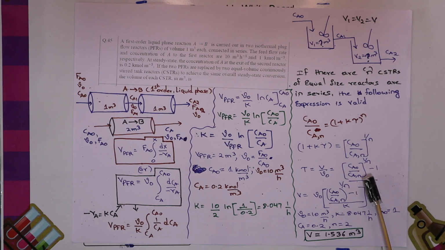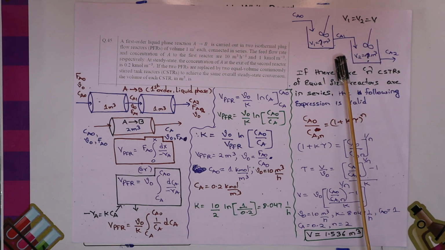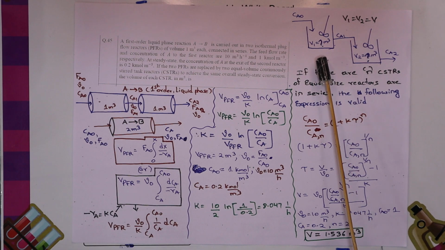Here n equal to 2. I know Ca0, I know Ca, I know K from the first case. So you are able to get the volume of the reactor. Any one reactor is 1.536 meter cube. V is the volume of every CSTR, right? So this is how you can find out the answer. Let us move to the next question.